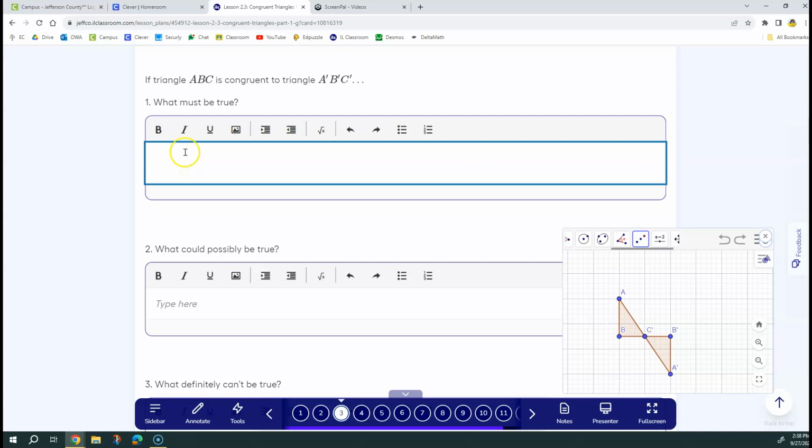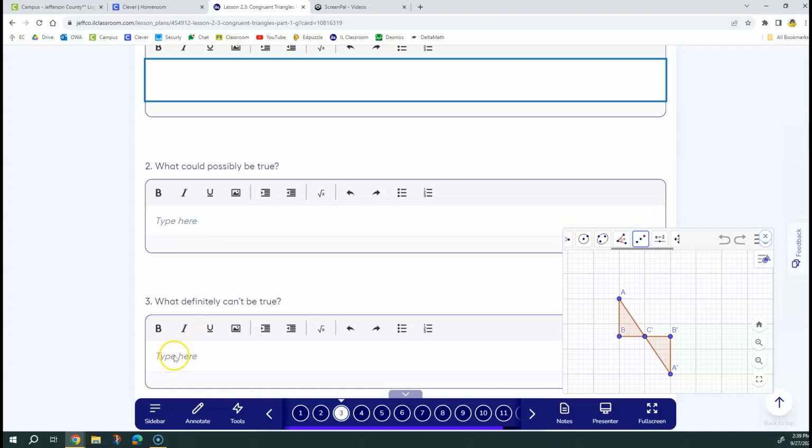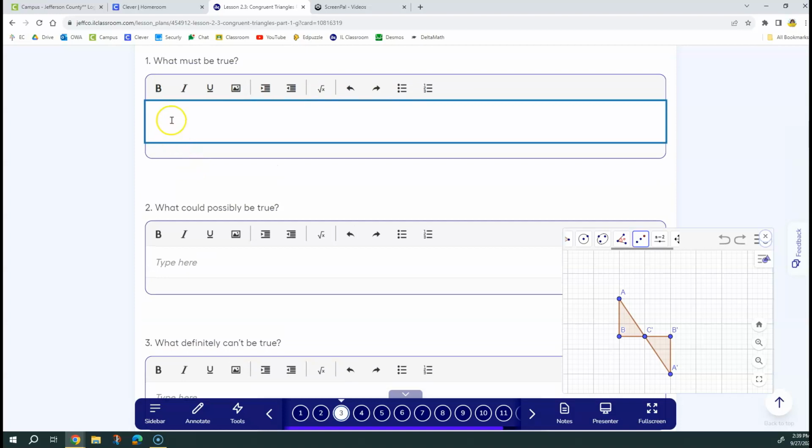Pause your video, set a timer for 4 minutes. Give yourself 4 minutes to think about what must be true, and then maybe what definitely can't be true, and then maybe come back up here to what could possibly be true. Try adding your thoughts in here. So pause the video and see you back here in 4 minutes. Okay, you did pause the video for 4 minutes, right? Just checking.